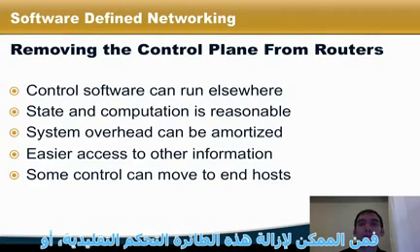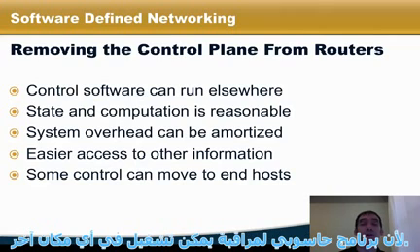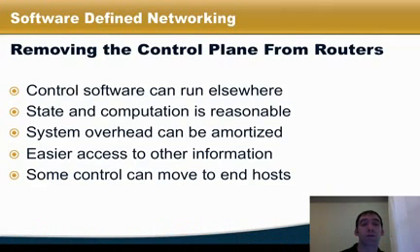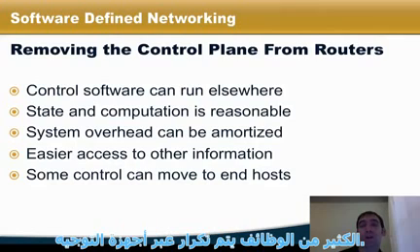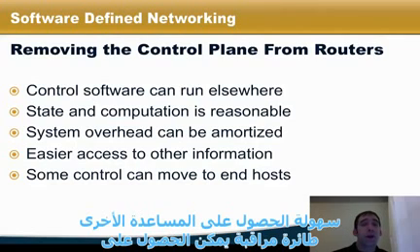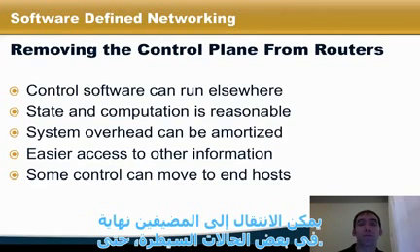It's possible to remove this conventional control plane, or the routing intelligence, from the routers because control software can run elsewhere. State and computation is reasonable. System overhead can be amortized because a lot of functions are duplicated across routers. The control plane can get easier access to other auxiliary information that it can use to make intelligent decisions about forwarding, and in some cases the control can even move to the end hosts.